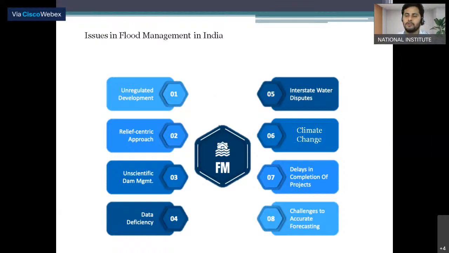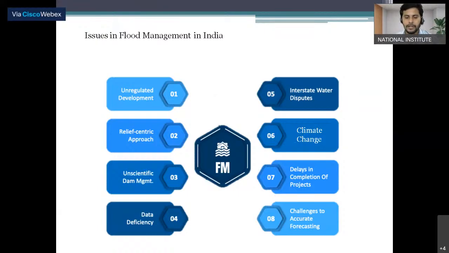Then there is the relief centric approach. Earlier, as a government, we used to follow a relief centric approach, not focusing on before the event. Once it happens, after that we used to focus on what kind of relief we can provide to the victims. Then there is unscientific dam management. Most of our dams were built around the 19th century, and are not technologically advanced enough to give warnings and alerts. Right now, CWC is taking measures to develop telemetry in all the dams for proper early warning regarding floods.